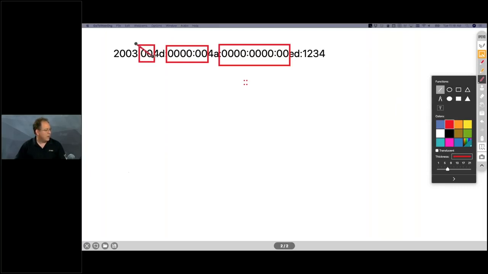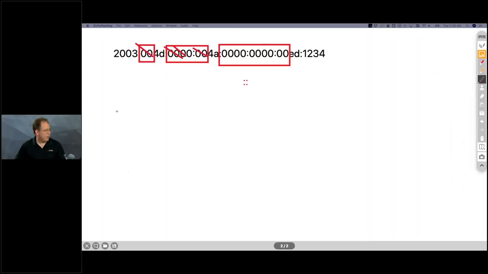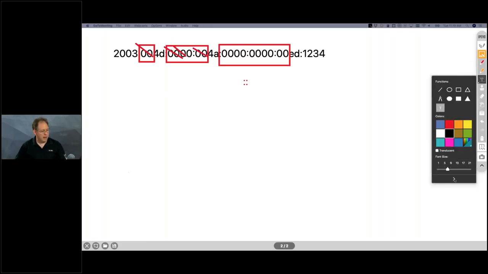So I can get rid of those 2 right there, these 3 right there, and those 2 right there. And whatever I have left is how I now format my address. So my address will now look like this.